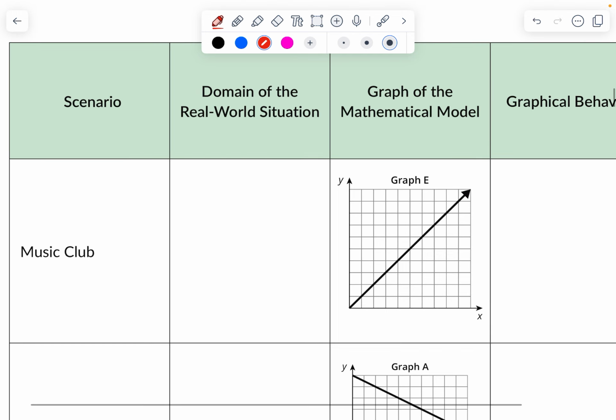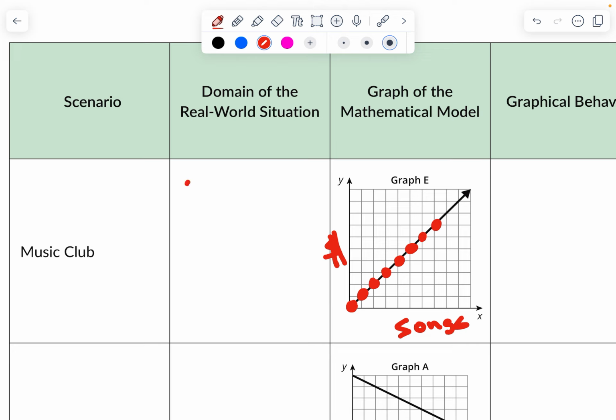First of all, I'm going to say that this music club, if this was really real world, should not have been a continuous graph. This really should have been a discrete graph. So I'm going to do it in black. Shame on whoever wrote this textbook, because when she had her number of songs and the dollar value, you would not connect these lines. You can't buy 1.5 songs. Our domain would have been 0 songs, 1 song, 2 songs, 3 songs, 4 songs, etc.